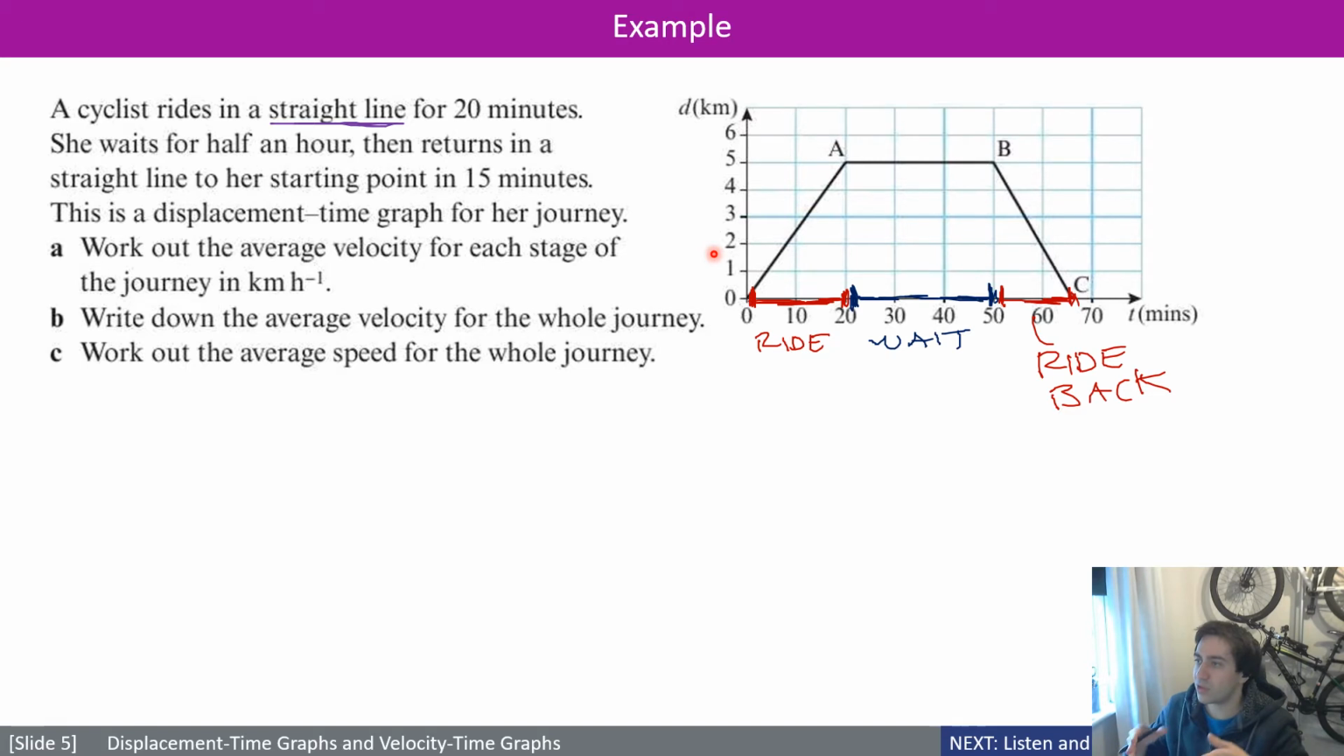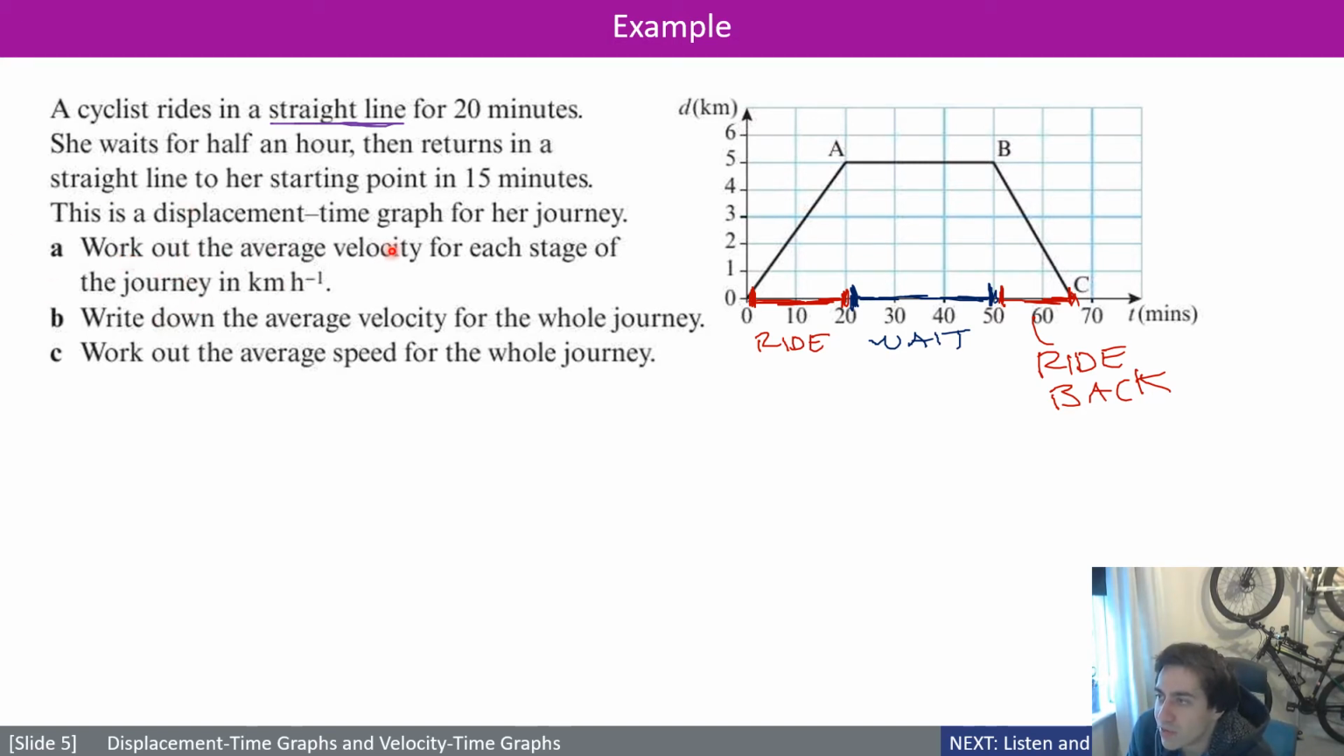If she cycled for 20 minutes, rested, and then 15 minutes again, but in the same straight line without turning back, then this line would still be going upwards, right? Because her displacement would be increasing. But we know because she ends where she starts, it has to go back to 0, back to a displacement of 0. Right, so let's look at the actual questions.